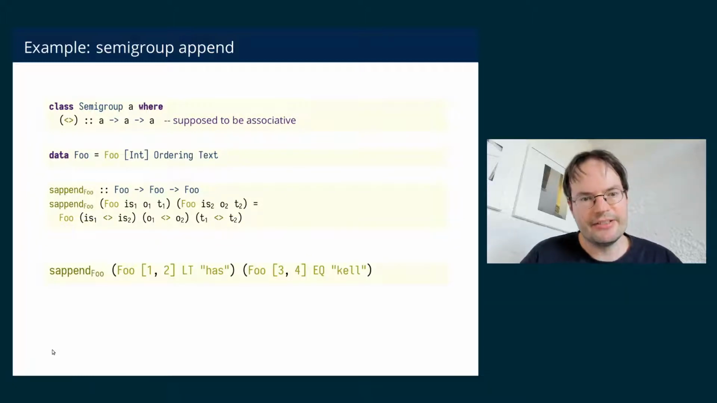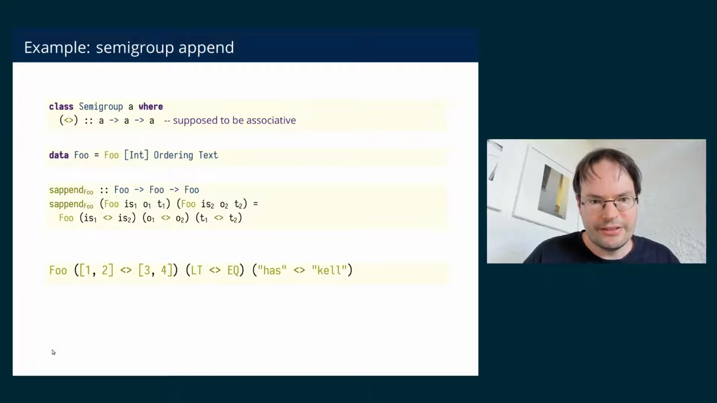Now, let's make this a bit smaller and consider an example. If I'm applying sappendFoo to these two example values, I can just apply equational reasoning, replacing the left-hand side with the right-hand side. So I'm getting this, and then if I apply the append operation in the way that it is defined for these three types, I ultimately get this result. Now, this is all fine, but it is specific to this one data type Foo.